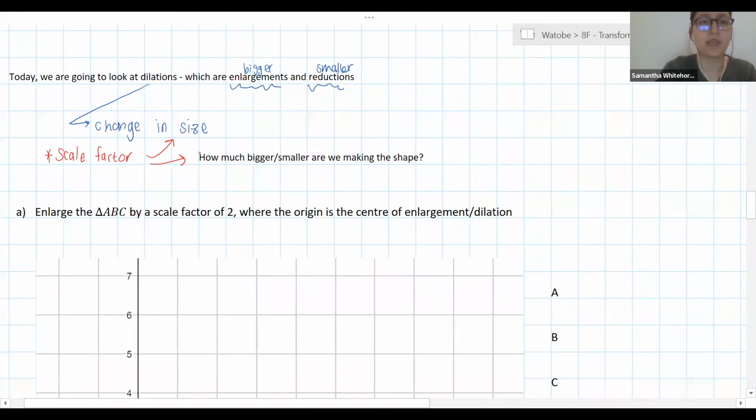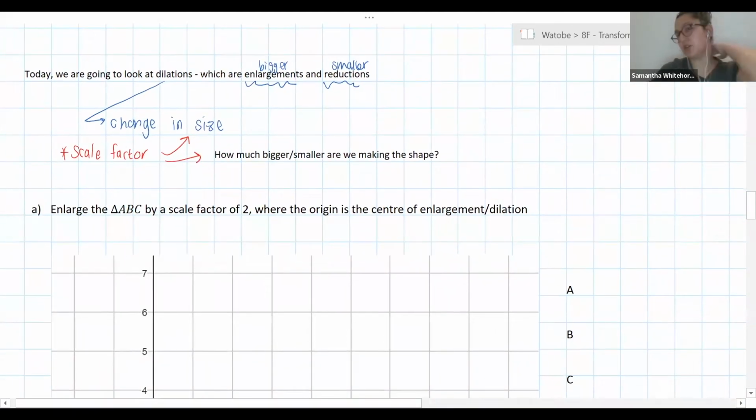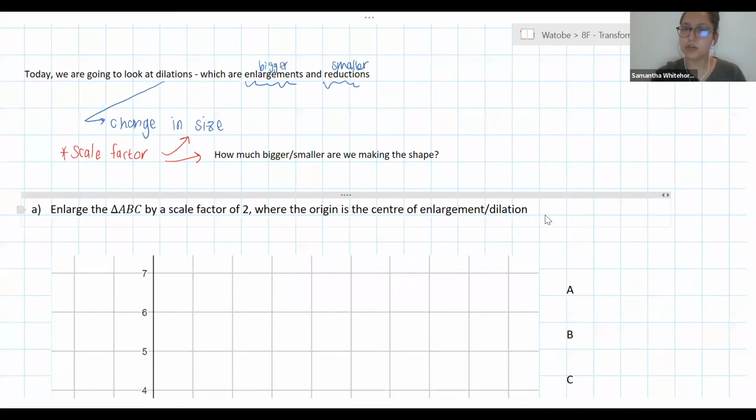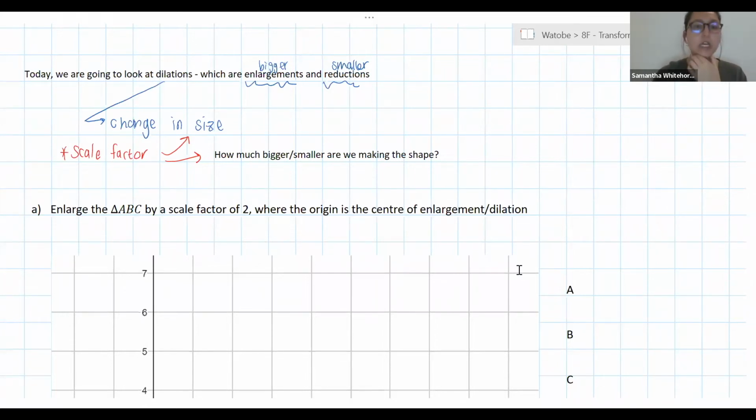Okay, now there's a nice little trick that we can use when doing enlargements and reductions that has to do with knowing what our scale factor is in order to create our new shape. So let's have a look at our first example. Again, much like rotations, we have a center of dilation or enlargement or reduction, and we're going to work with that being the origin. It doesn't always have to be the origin, but at this point in grade 8, that is what we're going to work with, and I'll explain what that means in a second.